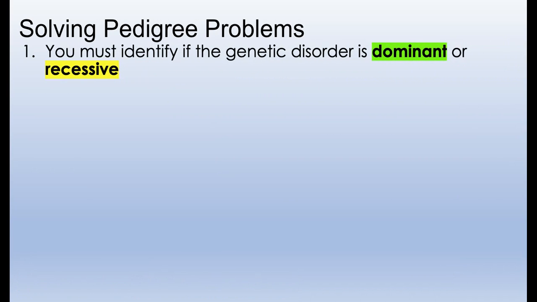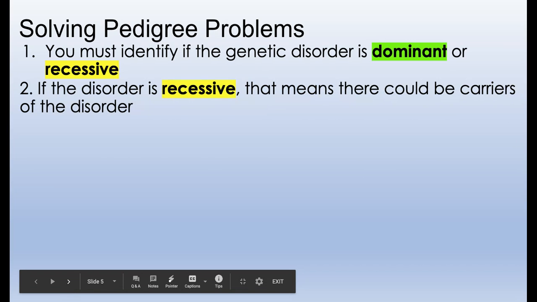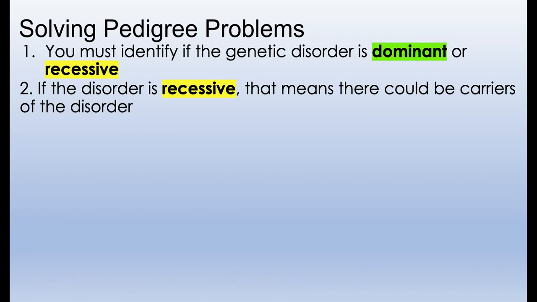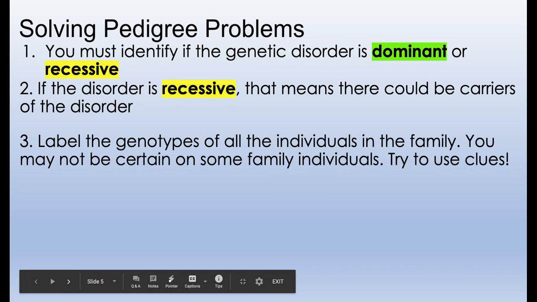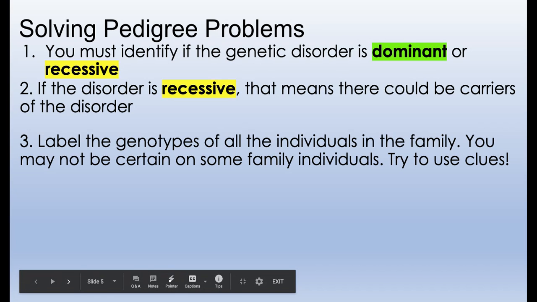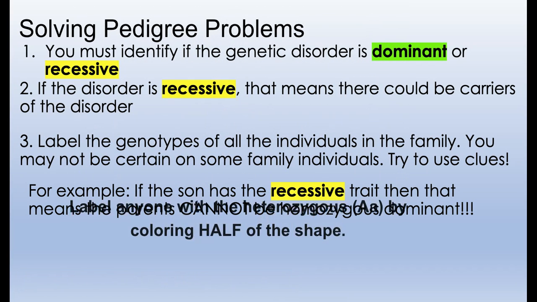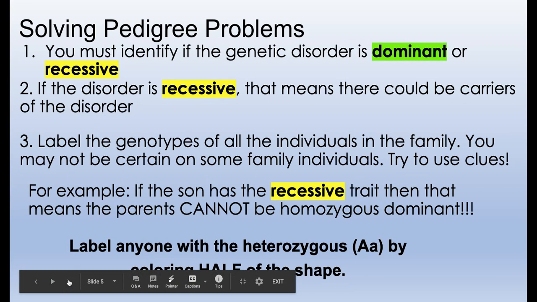How we solve pedigree problems is, first of all, we have to figure out what are dominant and recessive traits, and we know what those are. We have to figure out if the recessive trait is showing up in the pedigree chart, then someone has to be a carrier. And you have to have two recessive traits for that to manifest itself in the phenotype. Finally, you're going to label all the genotypes in a family, and some of these things you may not know, but you can go back and use some clues that you have. So for example, if someone has a recessive trait, then that means the parents cannot be dominant. If someone has blue eyes, their parents have to be a carrier.